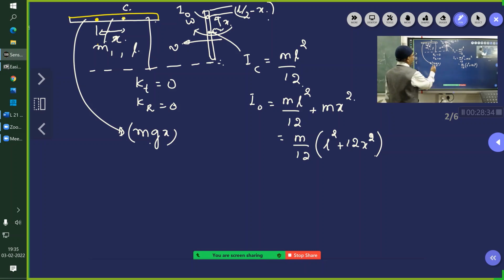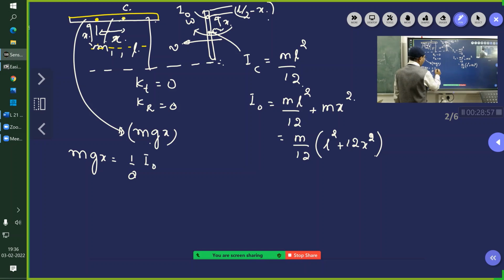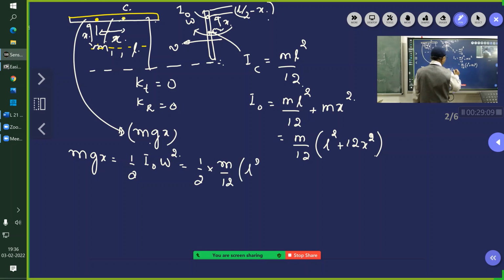So now this is the potential energy with respect to this point. This is x, so this has come back here. So the potential energy at this point will be 0. So it will all be converted to kinetic energy. So you can write here mgx will simply get converted into half into I naught into omega square. So half into m by 12 into L square plus 12 x square into omega square.